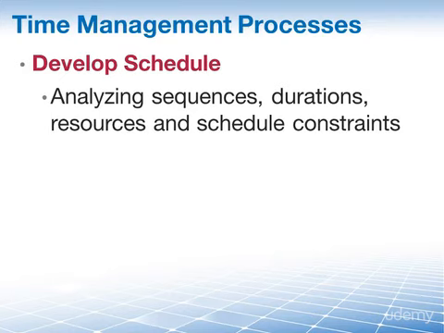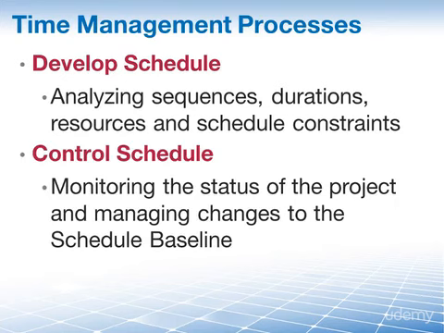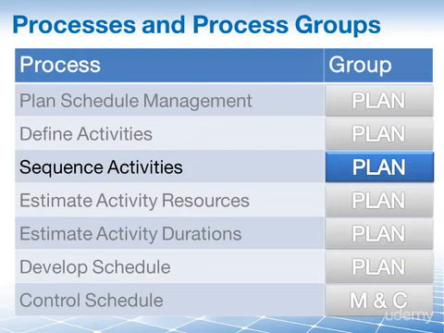And last but not least, let's make sure we keep everything on target in control schedule. The process of monitoring the status of project activities to update project progress and manage changes to the schedule baseline to achieve the plan. And here is our overview in regards to where our processes fall in the process groups. And yes, 6 of our 7 processes are planning processes, and 1, control schedule there at the bottom, falls into monitoring and controlling. So we're looking at sequence activities.